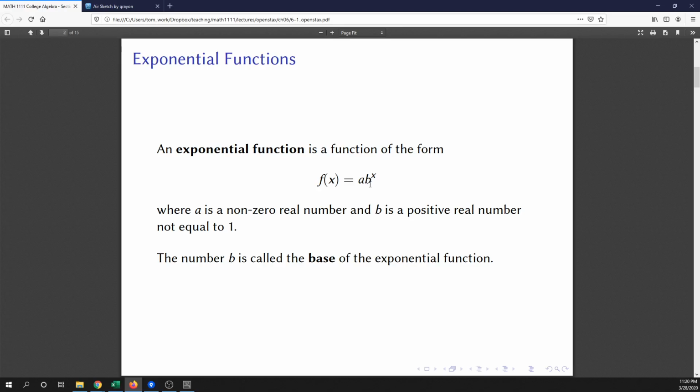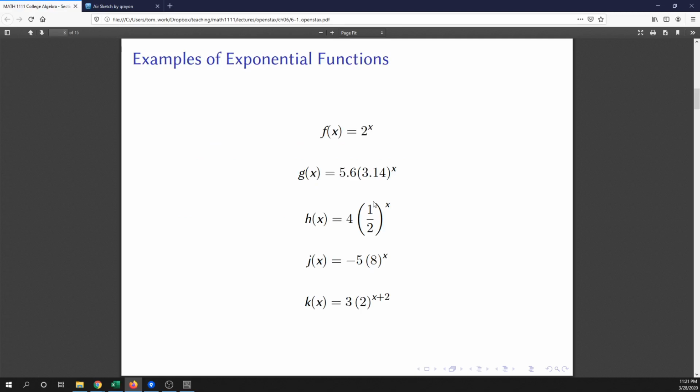If b were 1, then 1 to the x would just be 1, and you'd just have a constant function. That's the reason for the restriction. So the number b is called the base of the exponential function. All right, so let's look at some examples of exponential functions.